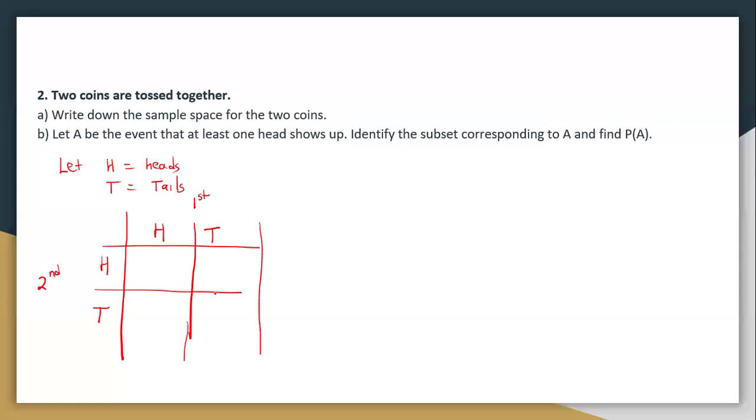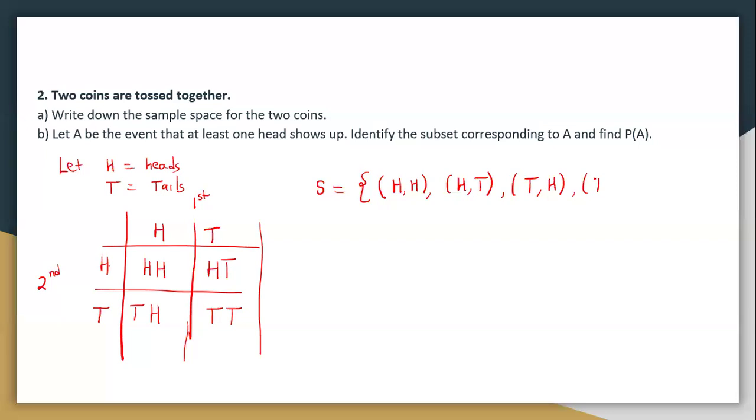So what does it mean? It means that when I toss them simultaneously, I can have a head and a head, or a head and a tail, or a tail and a head, or a tail and a tail. It means that my sample space S will contain a head and a head, a head and a tail, a tail and a head, and also a tail and a tail. That is my sample space.